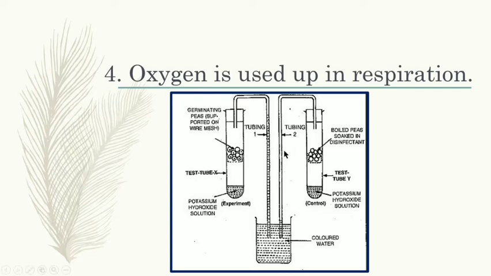Now after placing the seeds, we will connect both the test tubes with the help of the delivery tubes. You can see here tubing 1 and tubing 2, and both the delivery tubes are further placed in colored water filled in the beaker. The colored water will help us check the level of water in an easier way, because water being colorless, it is harder to measure. When the colored water rises, we can identify it more easily than colorless water. So colored water we are using.